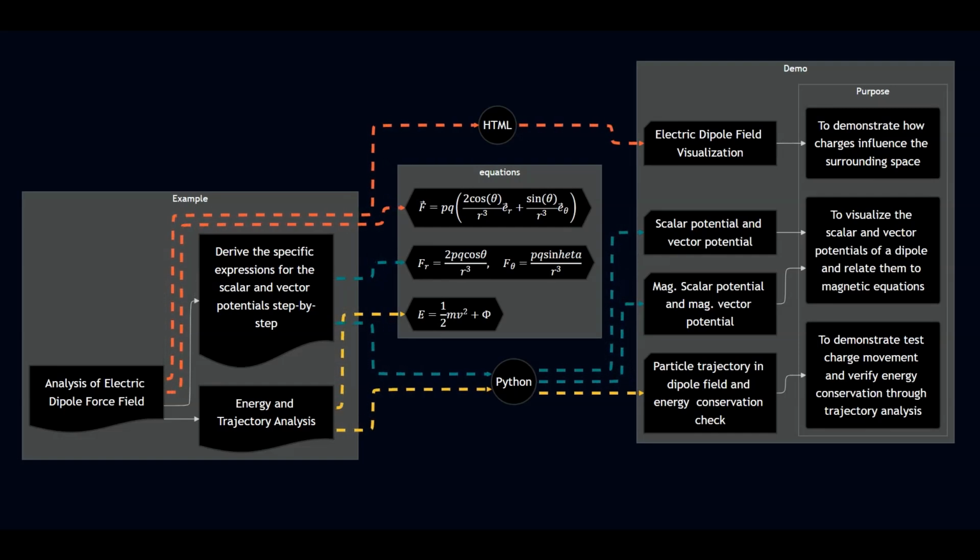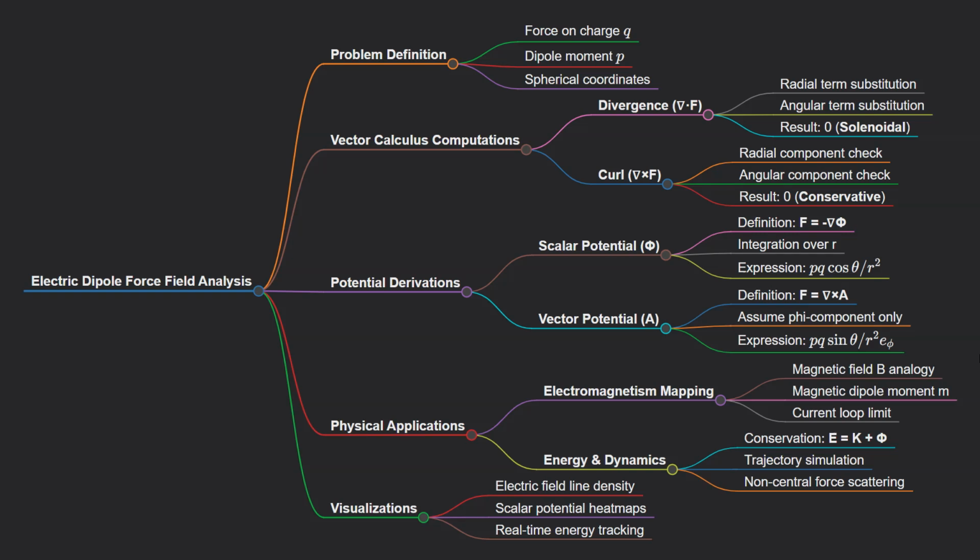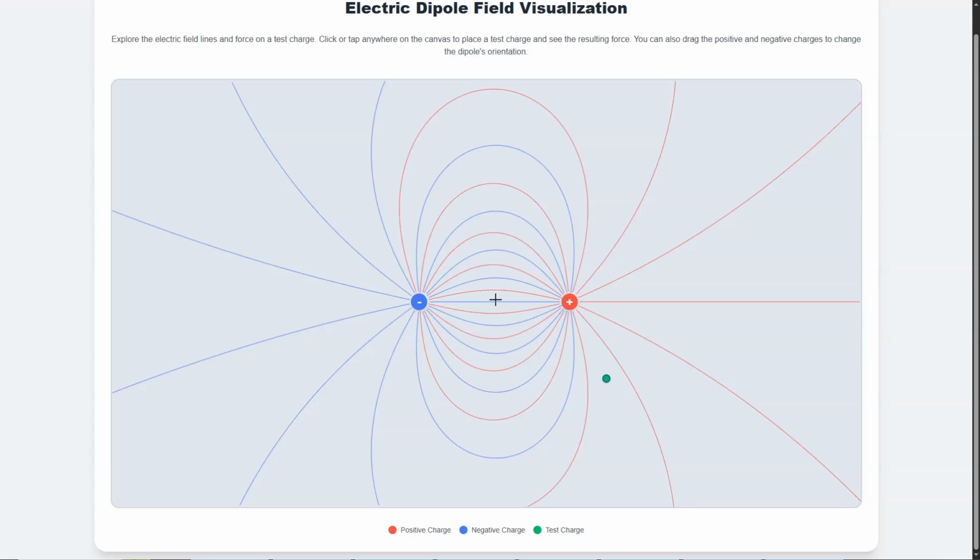The field in motion. A living simulation. To truly understand the dipole, we must watch how it interacts with the world. Imagine dropping a small, charged particle into this invisible web of force. Interactive visualizations. In digital demos, we can move the charges and see the field lines, the invisible veins of the force, adjust in real time.